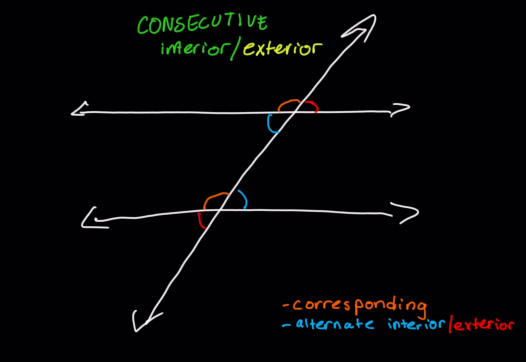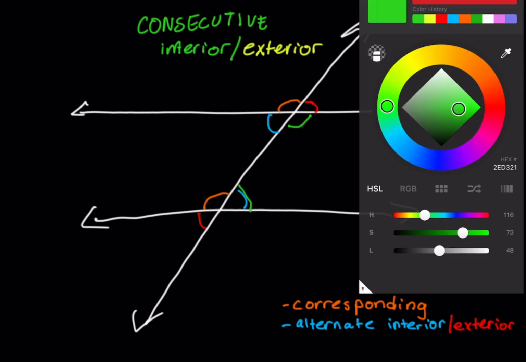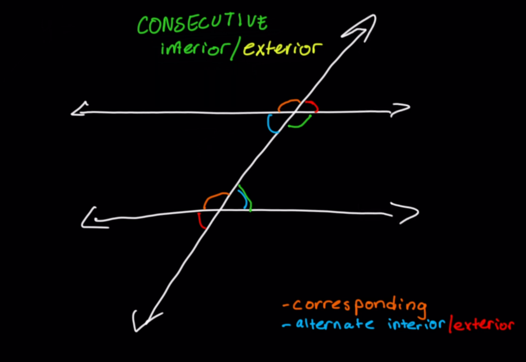So we can have this angle right here for interior, and then this angle right here. And then in exterior, you can do this angle right here, and then this angle out here. Consecutive interior angles are different, because they're on the same side, and inside or outside, they add up to 180.